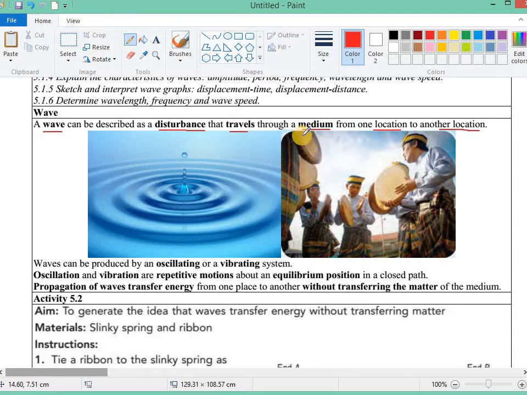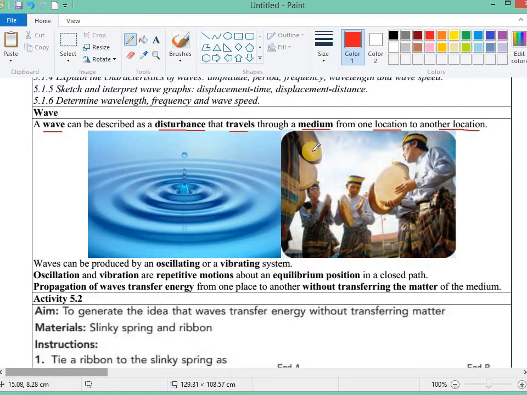But sound can also propagate in water, that means in liquid, and also in solid. So for sound waves, gas can be the medium, liquid can be the medium, and solid also can be the medium.